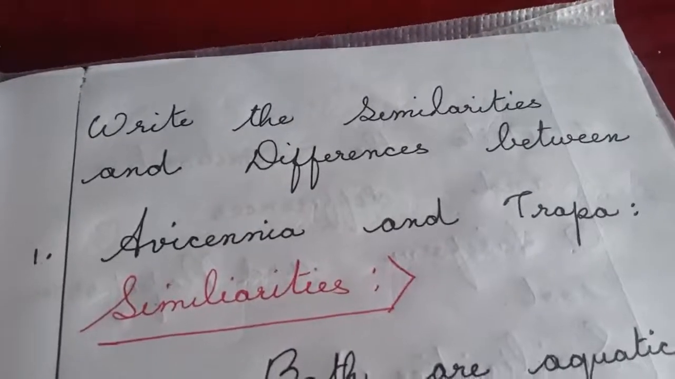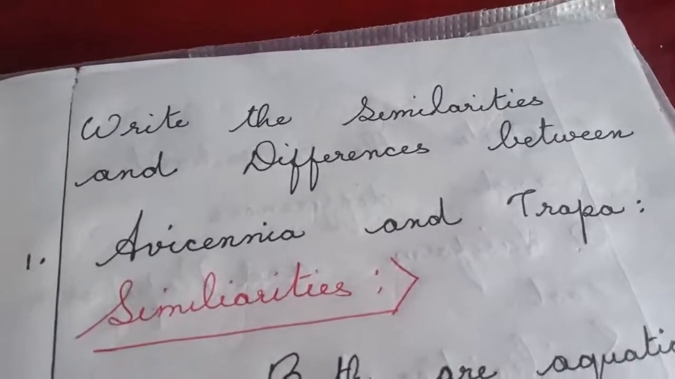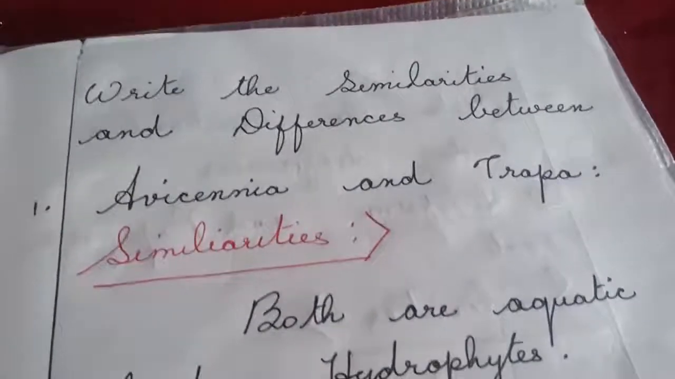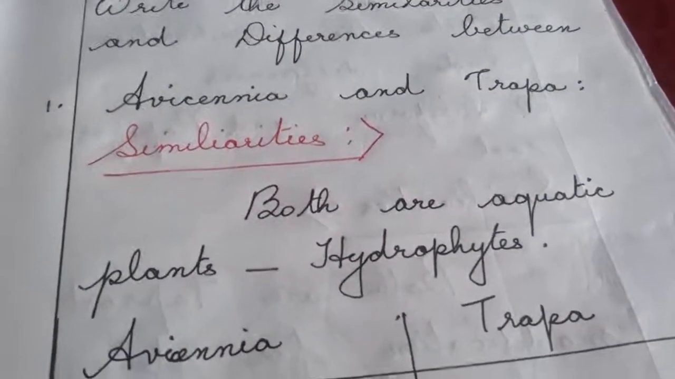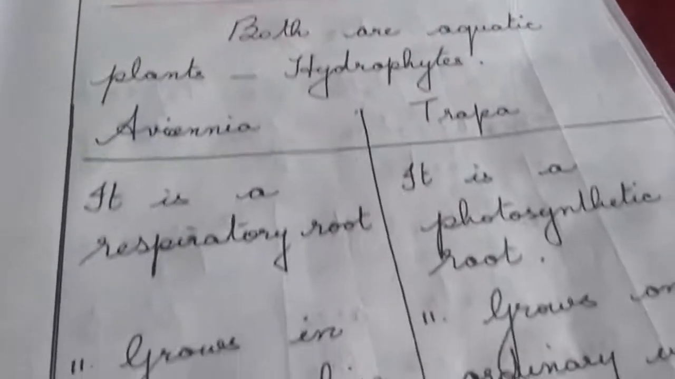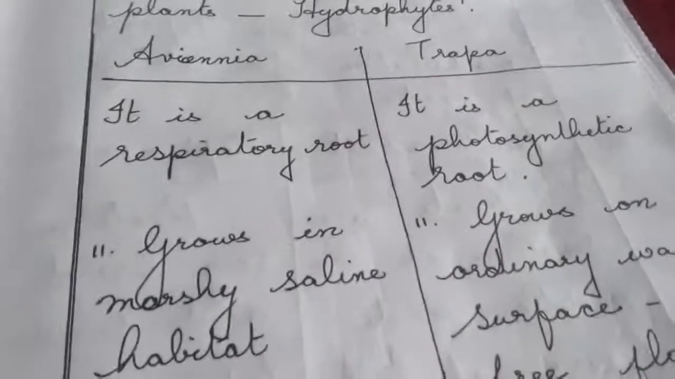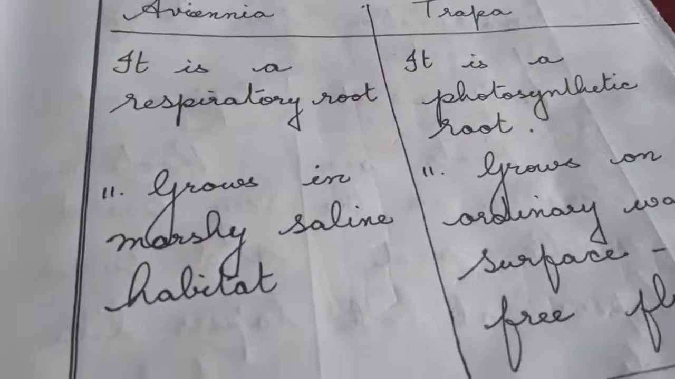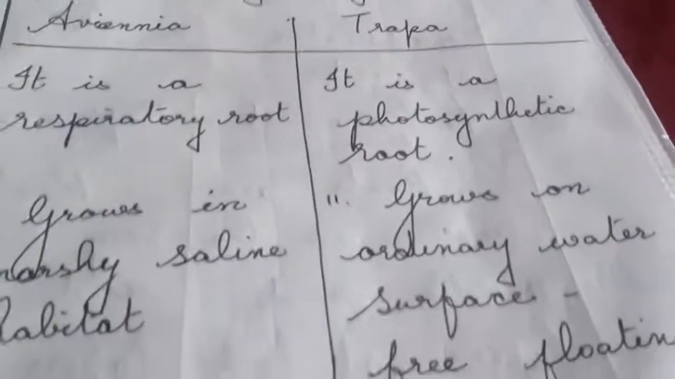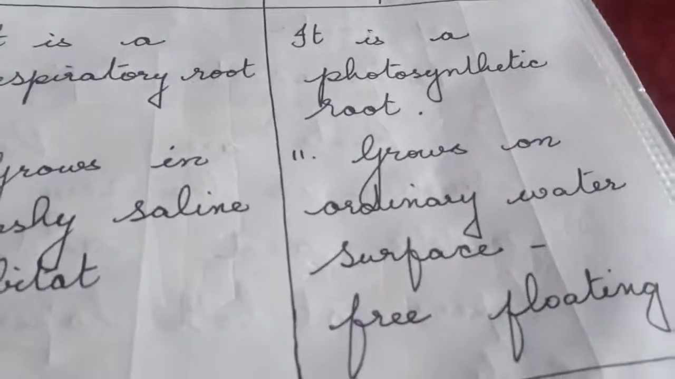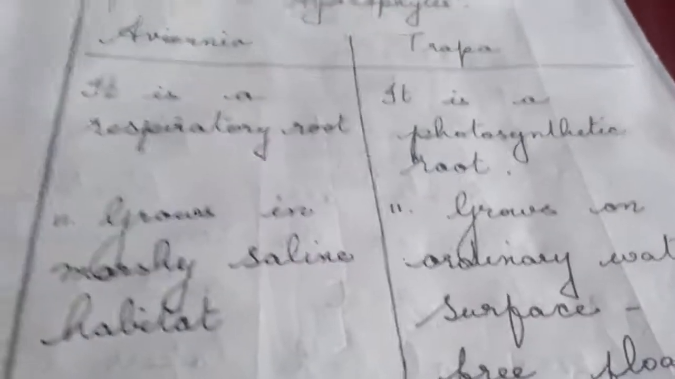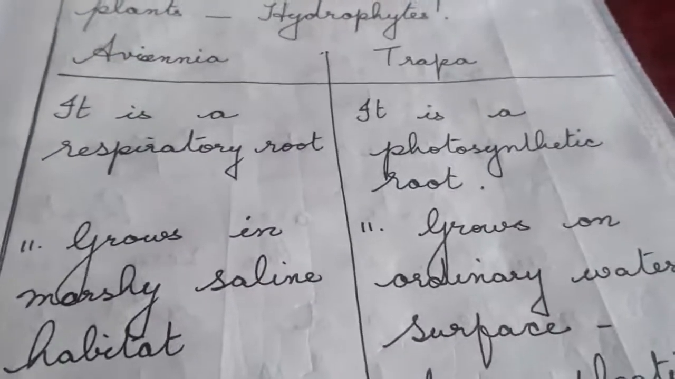Let's look into the next question, 7th question. Write the similarities and difference between Avicennia and Trapa. Similarities: both are aquatic plants, hydrophytes. That is the similarity. Now let's move to the difference. Avicennia has a respiratory root and grows in a marshy saline habitat. Trapa has a photosynthetic root and grows on the ordinary water surface, that is a free floating plant. So that is the difference between Avicennia and Trapa.